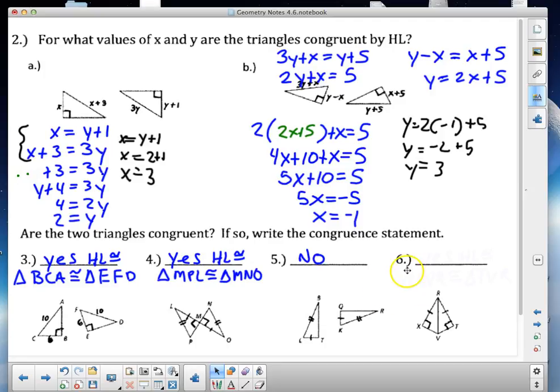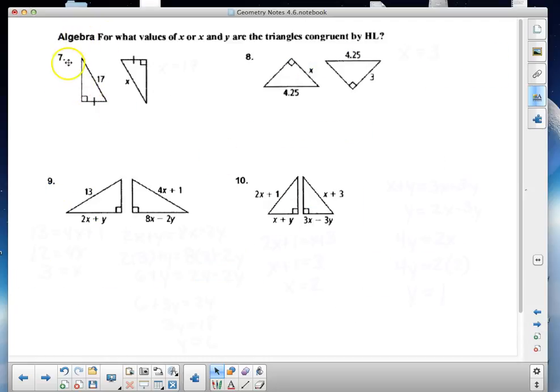And in 6, it doesn't look like the hypotenuses are marked, but reflexive is our friend. RV is congruent to RV, right triangle. Got a leg, it's yes by HL, and triangle XVR is congruent to triangle TVR. Now our last ones, again, we're going to set up algebra, okay, in 7. Go ahead and give this one a try. This was pretty straightforward. X was 17 because the hypotenuse and x are the same. Here in 8, the hypotenuse is 4.25, and the other hypotenuse is 4.25, and my leg is x, my other leg is 3. Find x. Okay, well, that was pretty nice because x is 3.